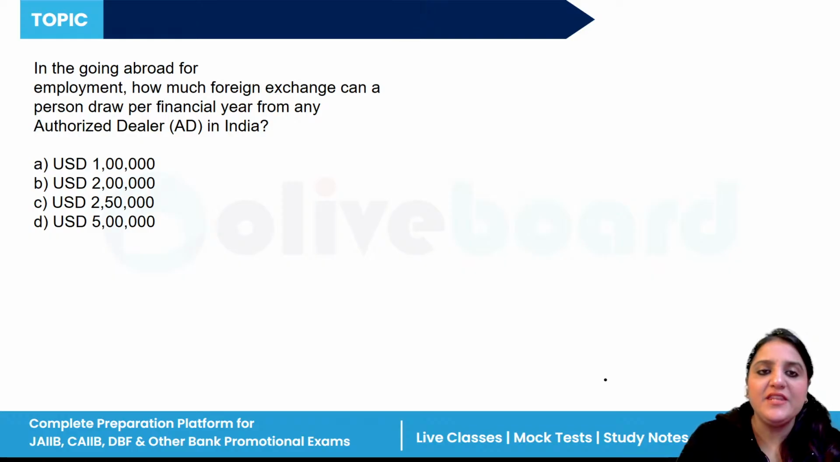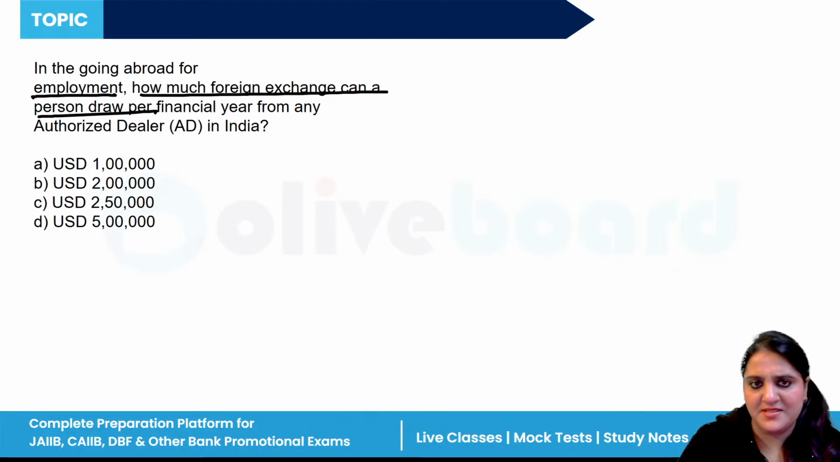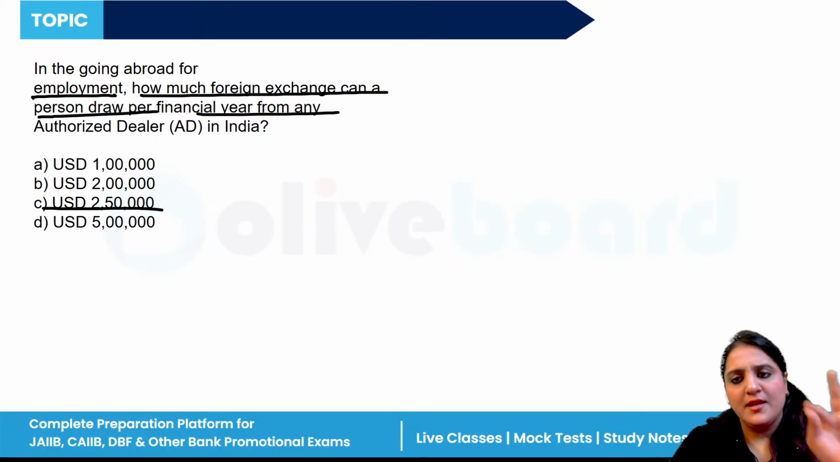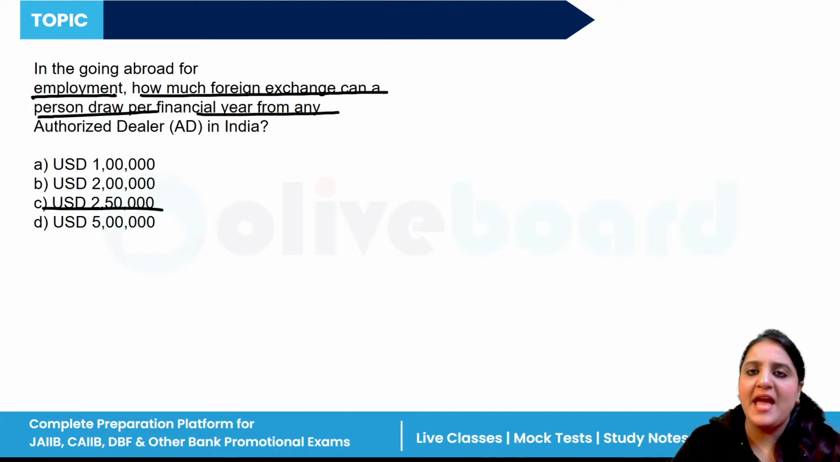Next question. In going abroad for employment, how much foreign exchange can a person withdraw per financial year from authorized dealers in India? Yes, the limit is US dollar 2,50,000. Under the LRS, a person going abroad for employment can take up to US dollar 2,50,000 in one financial year from an authorized dealer bank in India. Right? This limit is the same for studying abroad, employment abroad, travel, gifts, maintenance of relatives. So the maximum of US dollar 2,50,000 is allowed here.